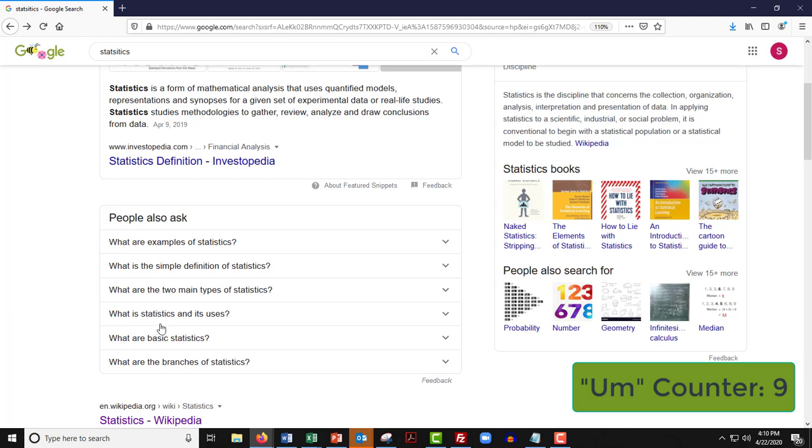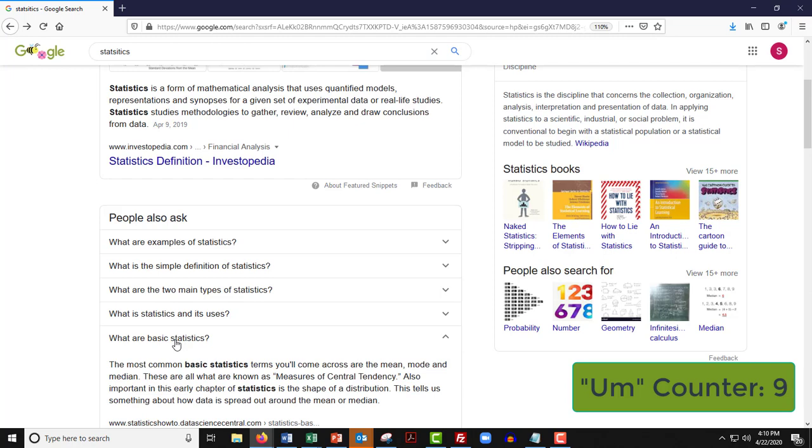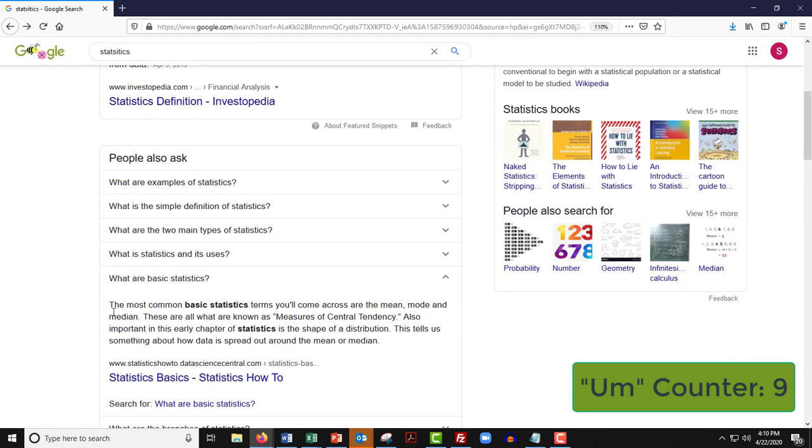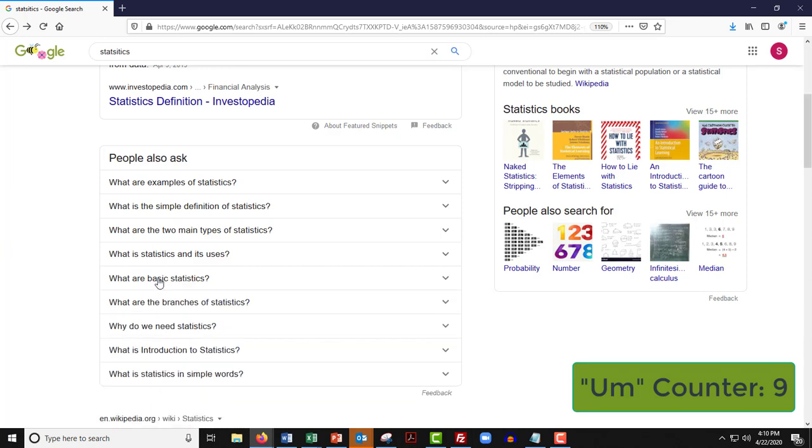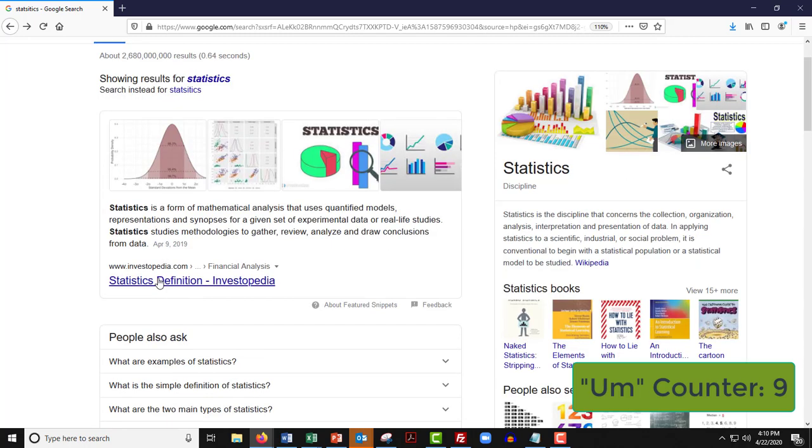What is statistics? The two main types. We don't have to get into that right now. What are basic statistics? Oh, this is not bad actually. The most common basic statistics terms you'll come across are the mean, mode, and median. Okay, good.